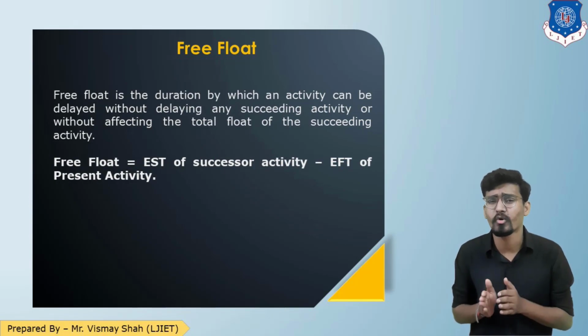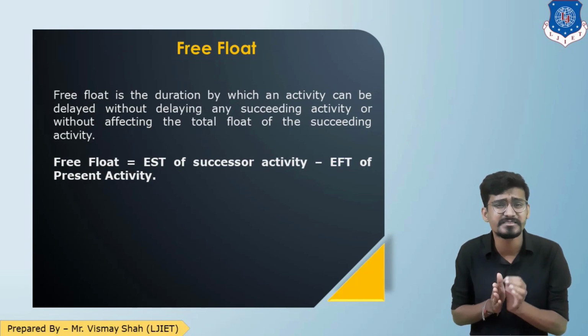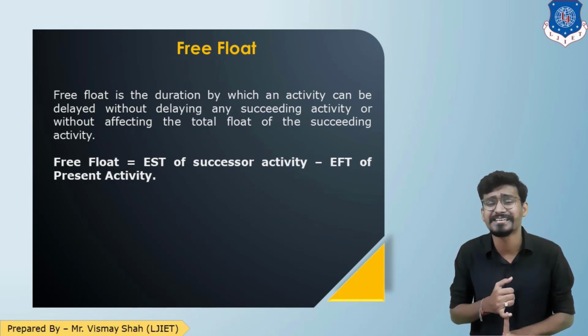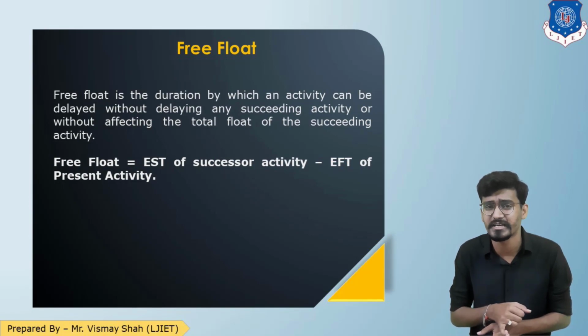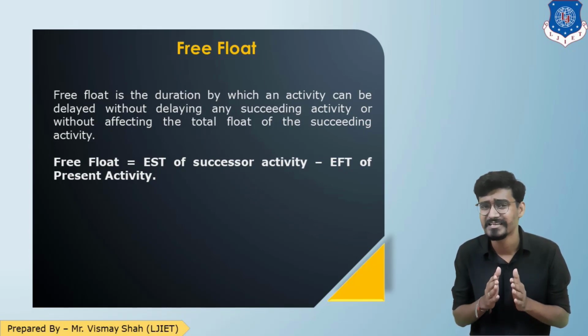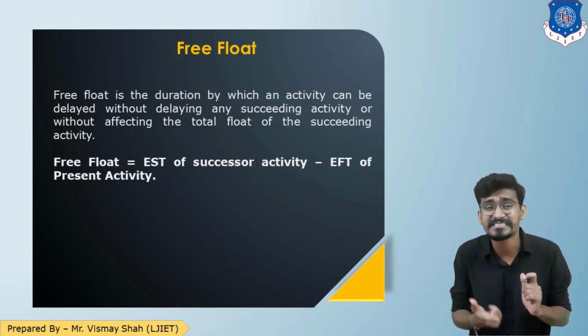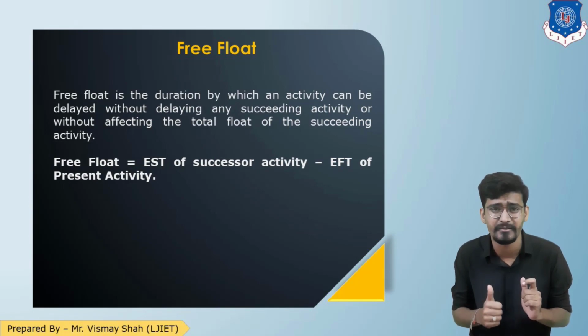So free float and total float are almost similar, but there is a major difference. Total float is concerning the total duration of the project, while free float is concerning the successor activity only. I hope you are getting this. Free float is the time by which an activity can fluctuate without affecting the successor or the succeeding activity.